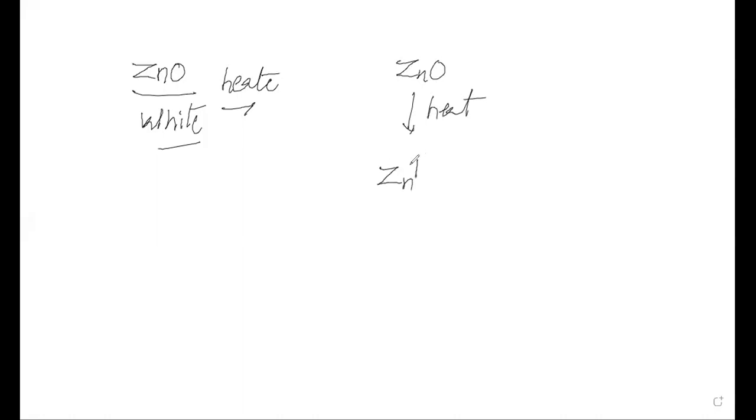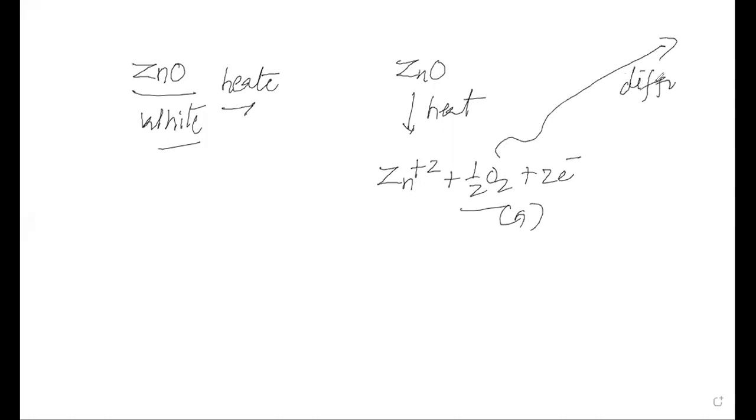So what happens? Initially we have zinc oxide. This zinc oxide is white in color. Now when we heat this zinc oxide, it produces Zn+2 ion plus 1/2 O2 plus 2 electrons. Now this 1/2 O2 is a gas, so it goes out of the crystal, diffuses out. So there is a vacancy of the anion.